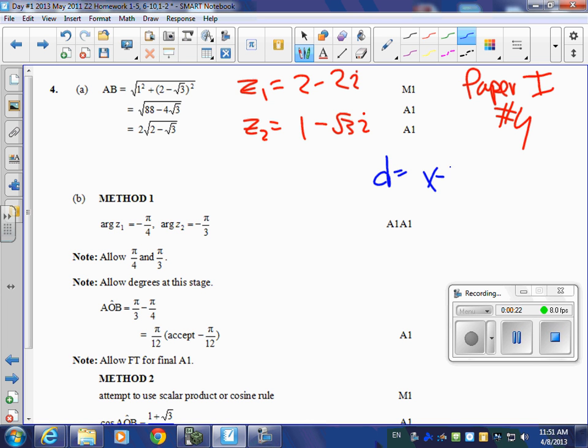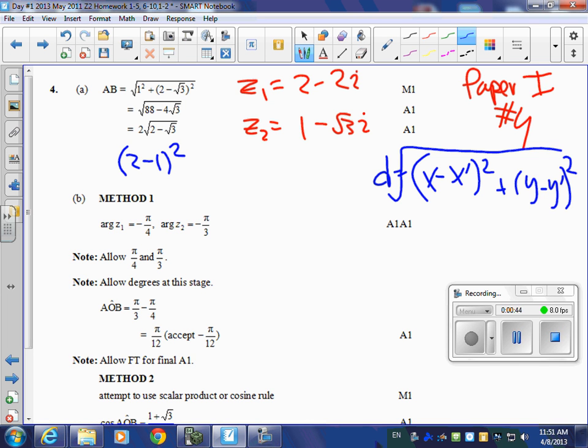It's the change in x squared plus the change in y squared. And then what do you do with that? Square root. Yeah, that's the distance formula. So we're essentially going to do this. This is kind of like my x, and this is like my y. So you're going to do 2 minus 1 squared plus, and then this one's a little tricky. It's going to be negative 2 minus a square root of 3 squared. Square root.